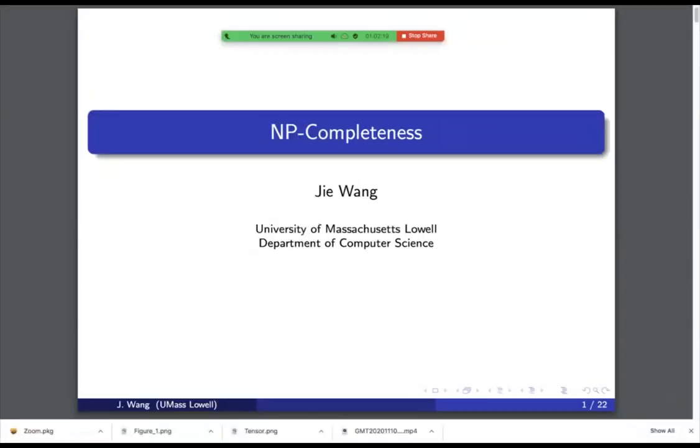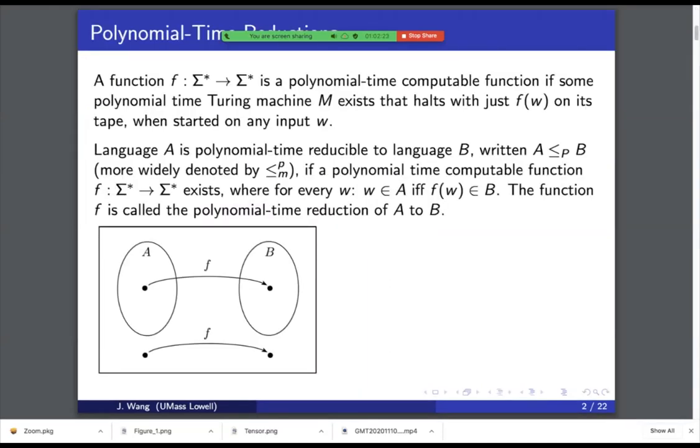Okay, NP-Completeness. The goal here is to identify what problems are the hardest problems in NP, because we have seen a number of problems that are in NP. As a matter of fact, some of those problems are actually the hardest problems in NP, the so-called NP-complete problems.